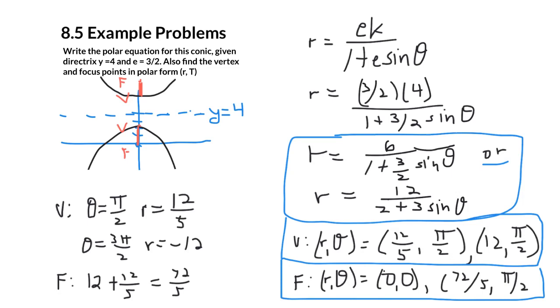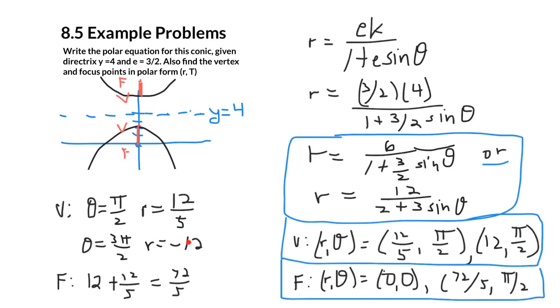To find my vertex points, which are both on the y-axis, for sine, what you'll need to put in is pi over 2 and 3 pi over 2 into your equation, either this one or this one, to get your two answers. In this case, when I put in pi over 2, I got 12 over 5. And when I put in 3 pi over 2, I got negative 12.